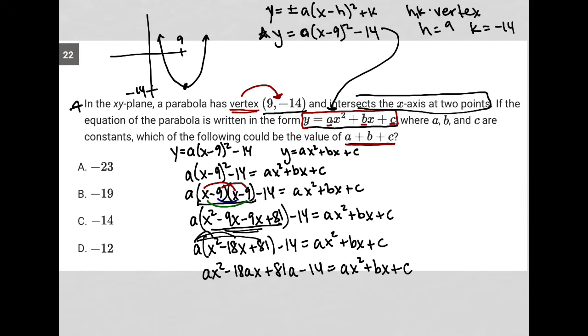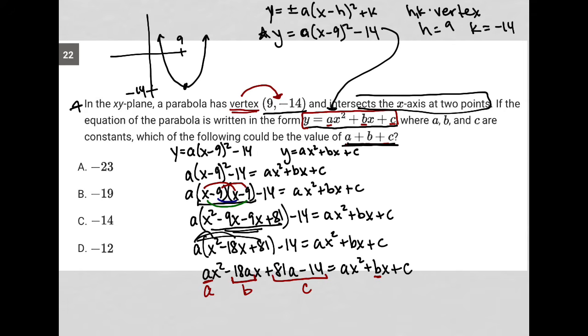But now, again, let's get to the actual question. The question wants me to figure out what a plus b plus c is. Well, what are my a, b, and c? So here's my a. My b is the term in front of the x, right? Matches with this, b. So that's my b term. And my c is everything else, right? So that's my c term.